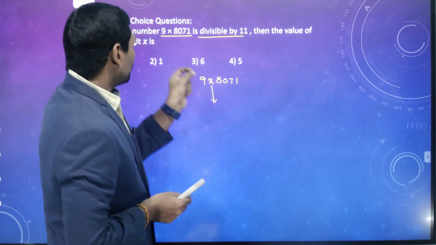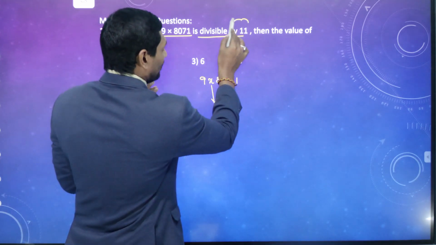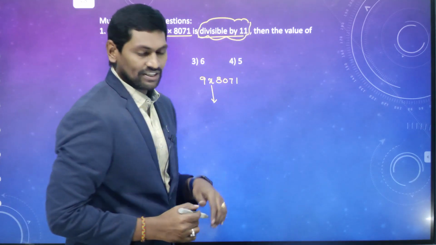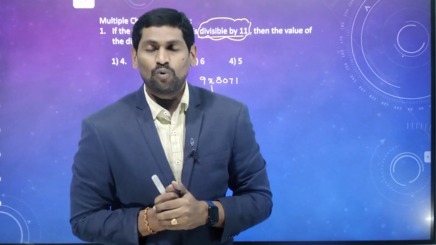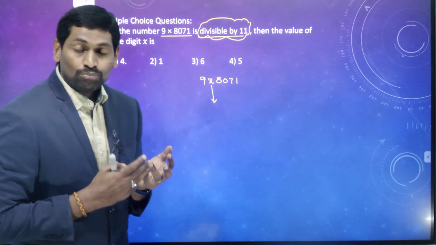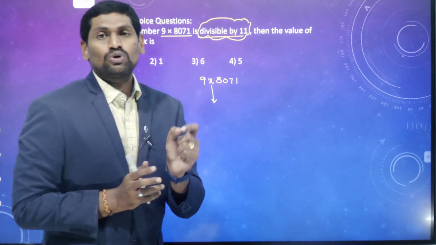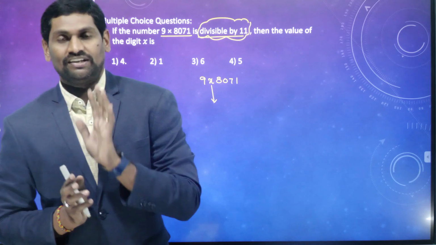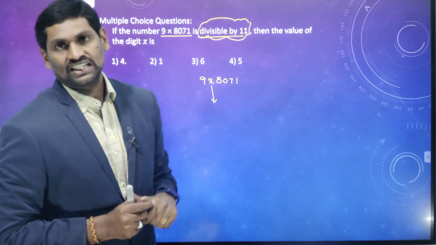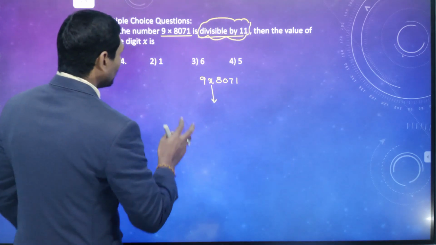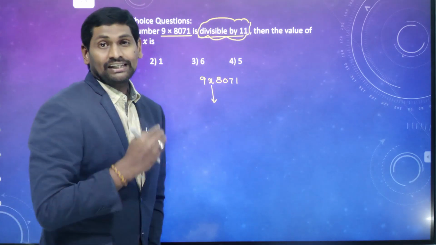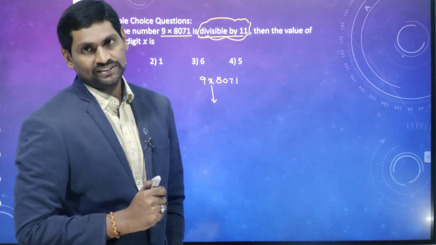So here there is a clue for us, that the given number is divisible by 11. So we can use the divisibility rule of 11. What is the divisibility rule of 11? The difference between the sum of odd place digits and the sum of even place digits is zero or a multiple of 11, then the entire number is exactly divisible by 11. That is the rule for 11. Now let us check the sum of even place digits and odd place digits.